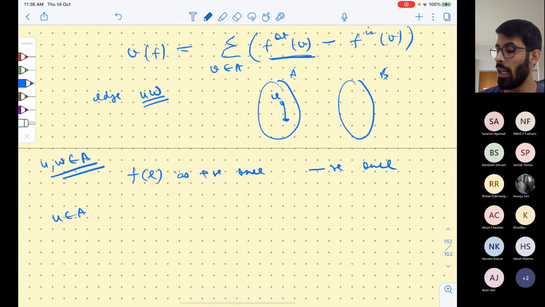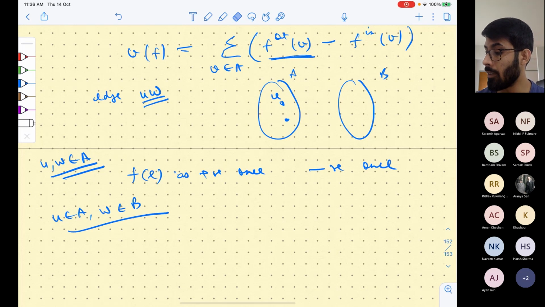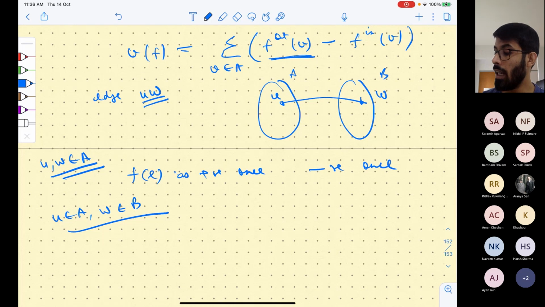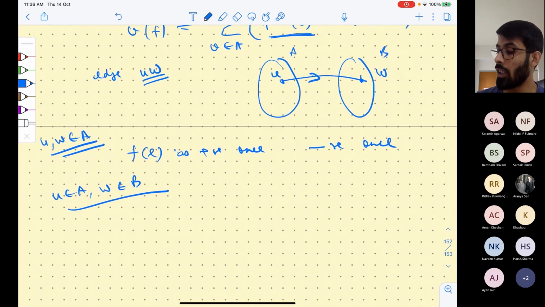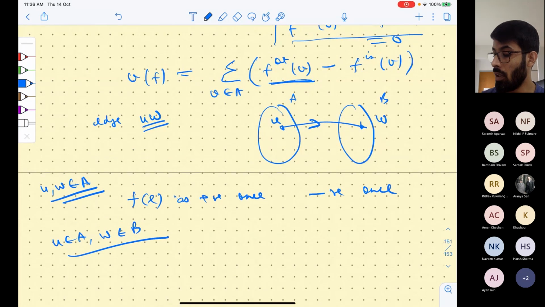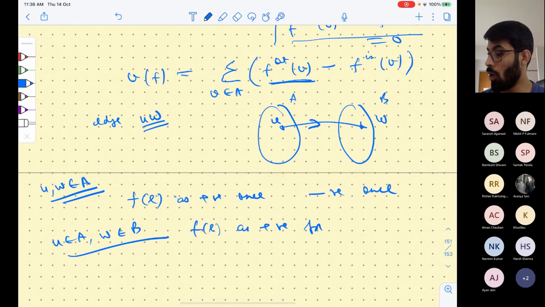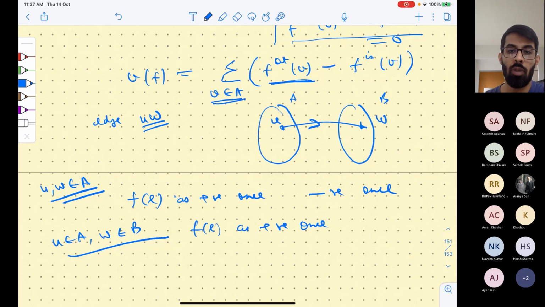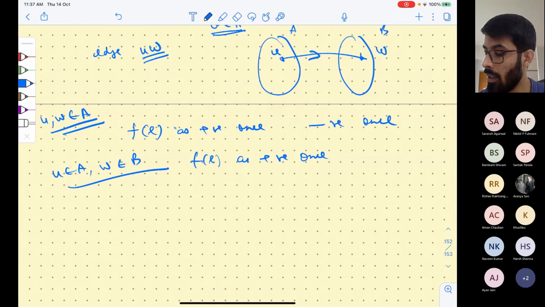What if U belongs to A and W belongs to B? If the edge is like this, right? Then what happens? Then it will occur as positive for the U. So F of E will come as positive for U, positive once, let's say, and that's it. There will be no negative because W is outside. We are not summing over W because W is in B. W is not in A.